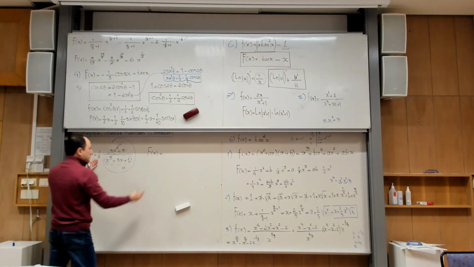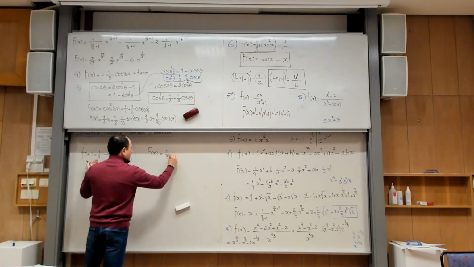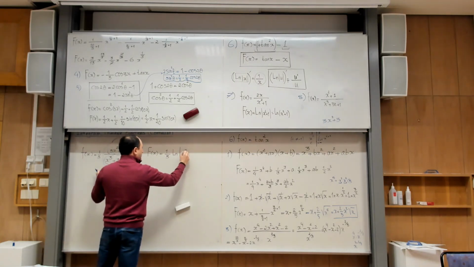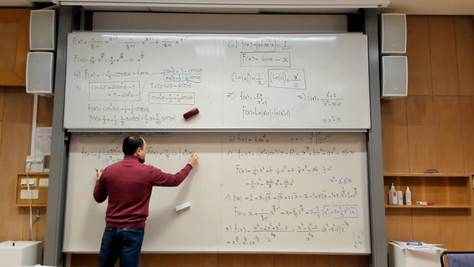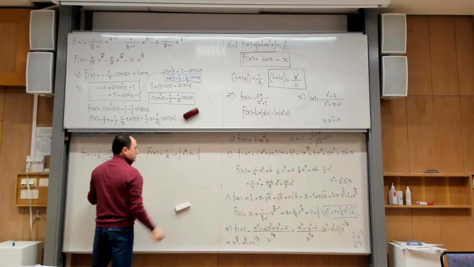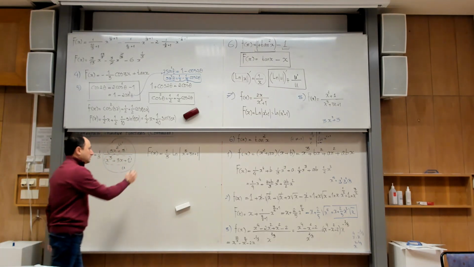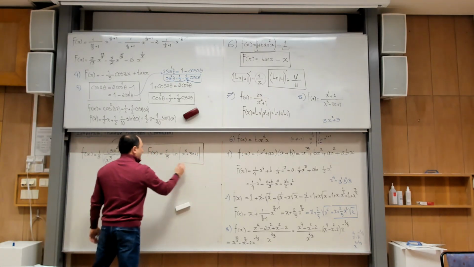So what is that? It is 1/3 and then it becomes ln of absolute value x to the 3 plus 3x plus 1. Here absolute value is necessary because there is no guarantee that this expression is positive. So then you get this. Yes?